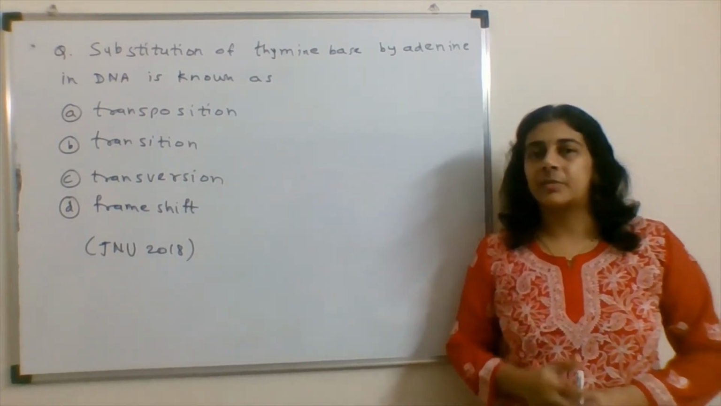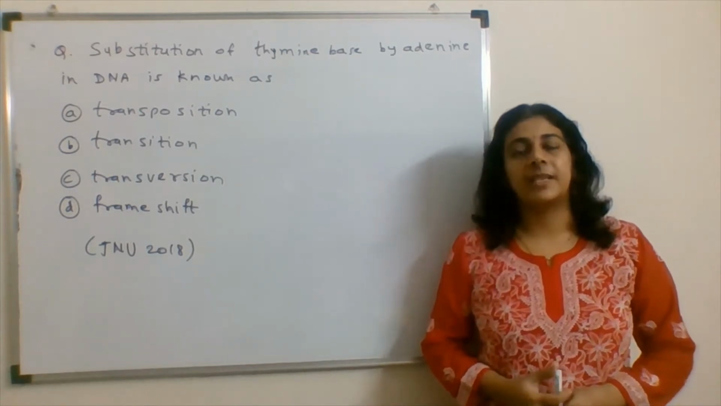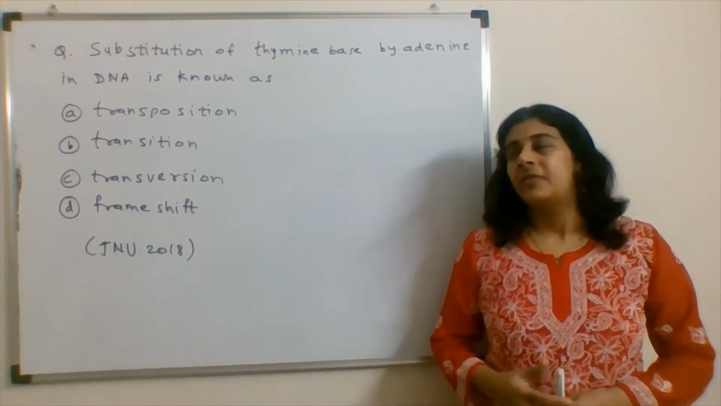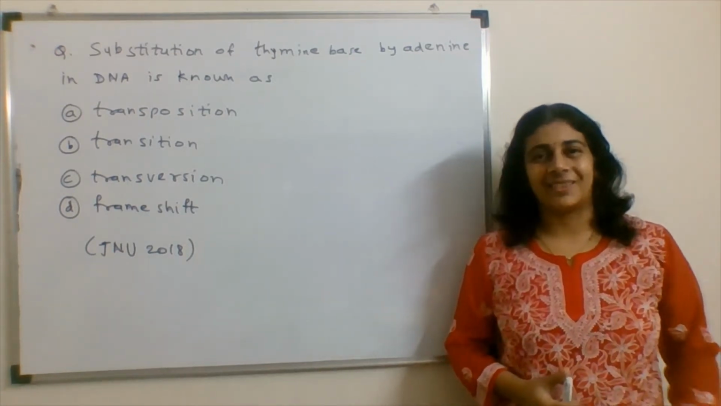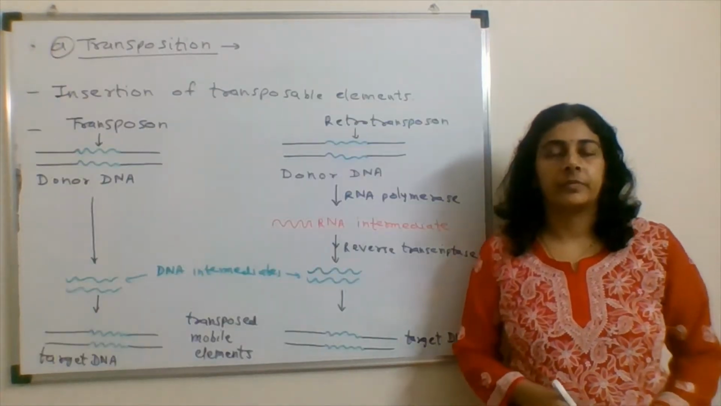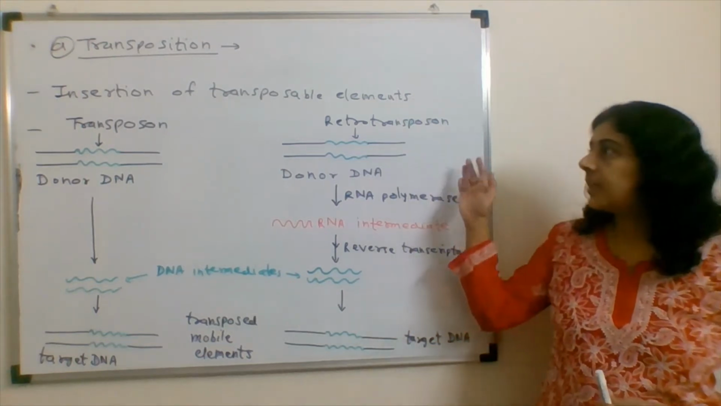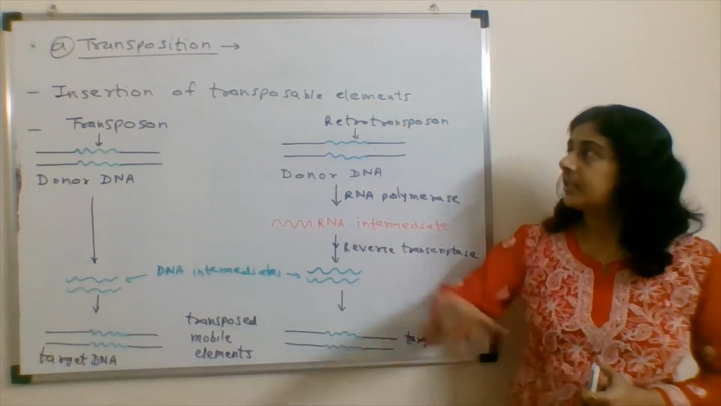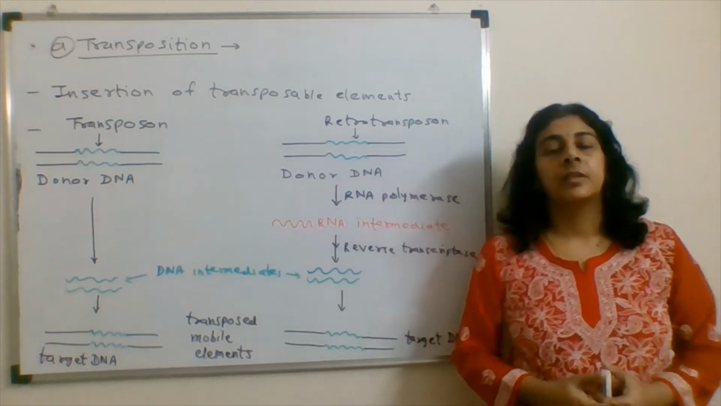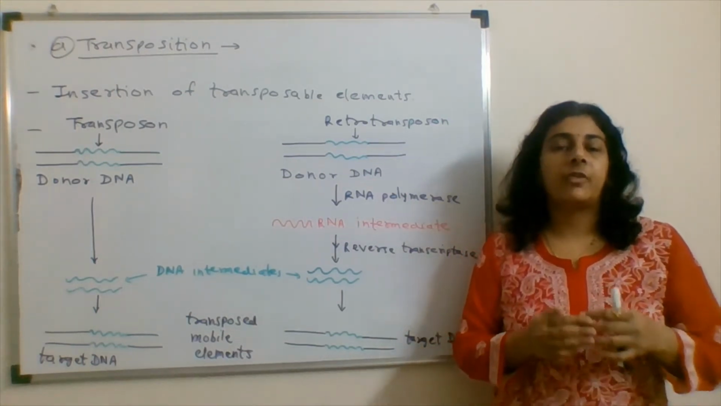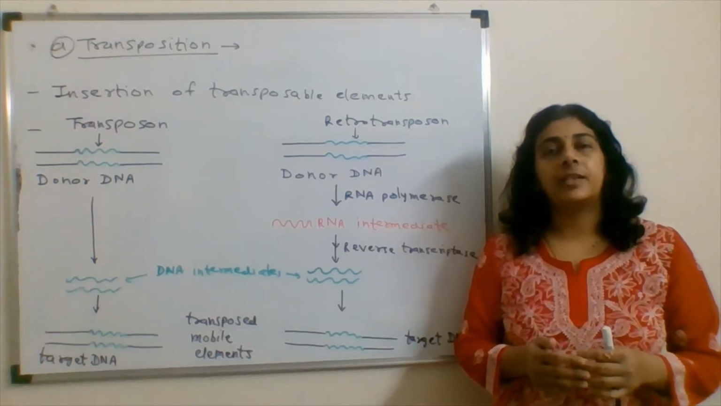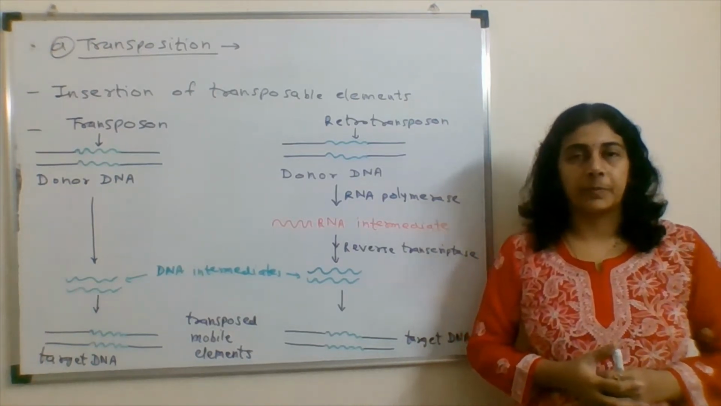So this is a question about the mutations which take place in a DNA. We'll go through each and every mutation type and find the answer. Discussing the first option in the question, that is transposition. So what is transposition? This is the moving of a transposon from one place to another place in a genome.